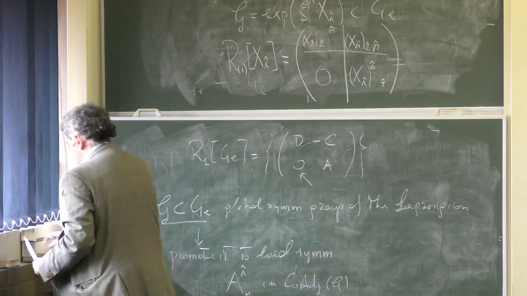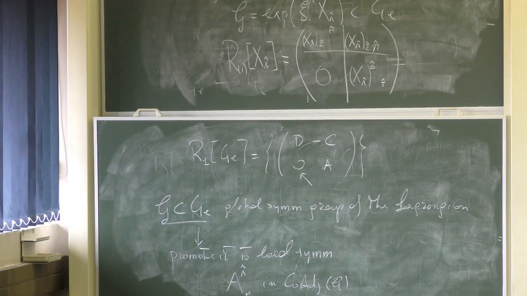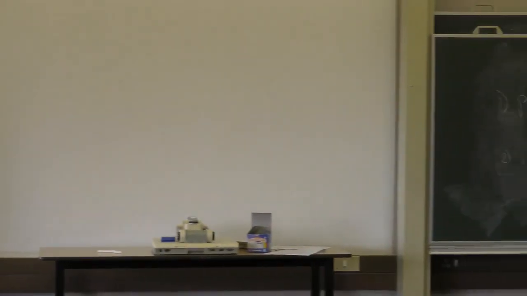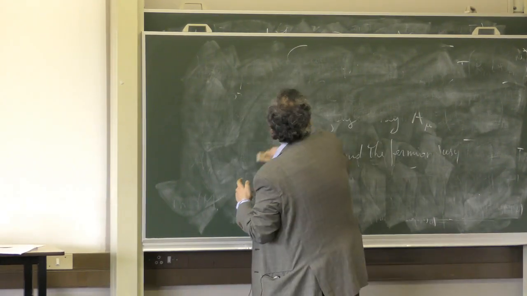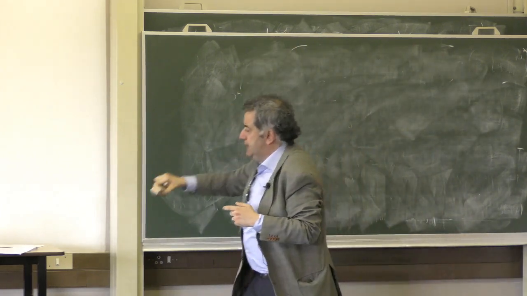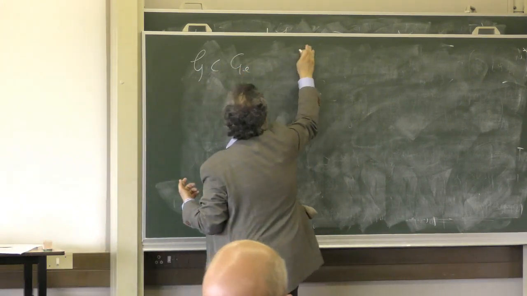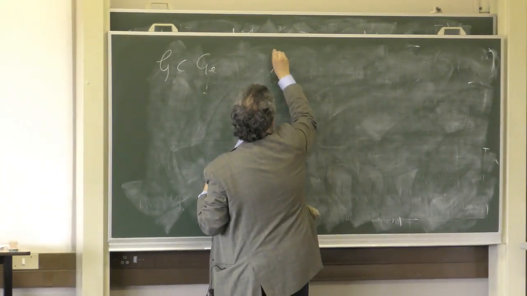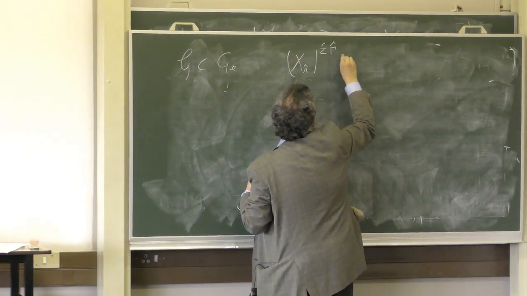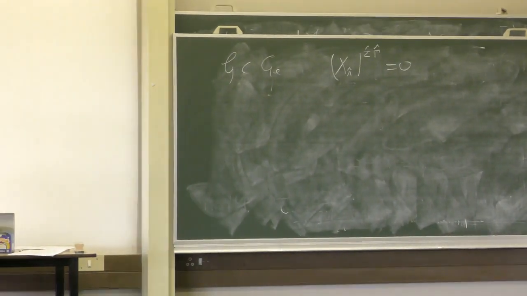Okay? Where notice that, being a generator in G, the B block is zero. So this means that the block with this index structure is zero. It has to be a global symmetry of the action. Okay? Good.